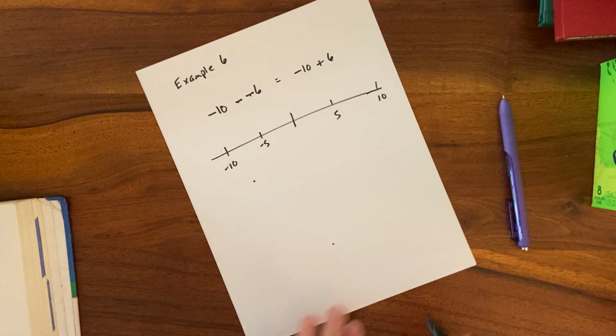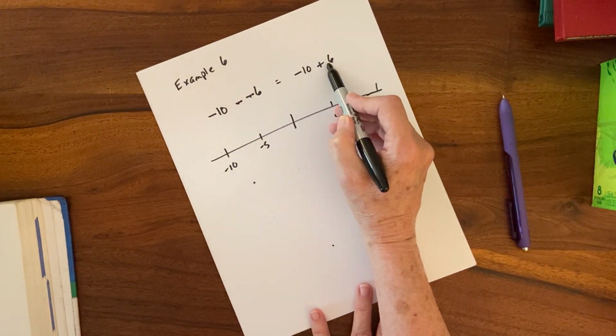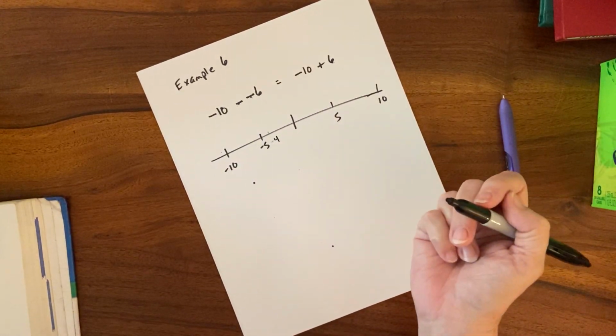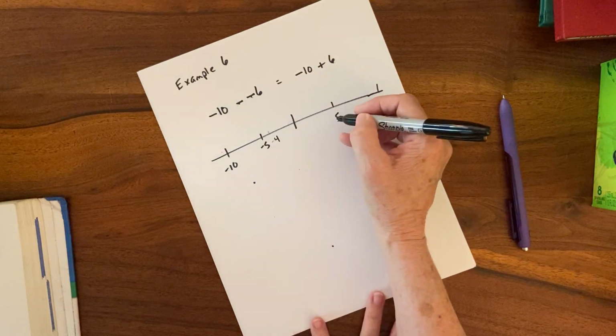So, negative 10 plus 6. I'm going to end up with a negative 4, right? Because I'm going to count my 6 spaces.